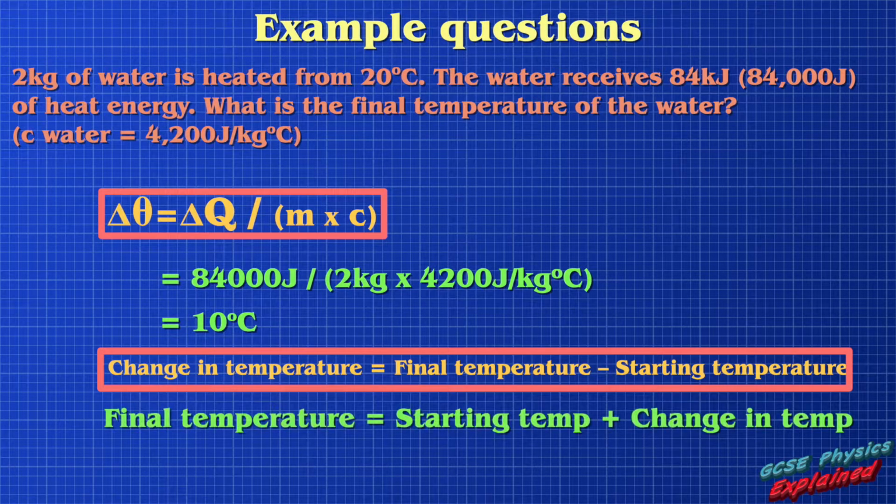Let's rearrange that equation so we can work out the final temperature. Final temperature equals starting temperature plus the change in the temperature. So the starting temperature was 20 degrees C, the change in temperature was 10 degrees C, add them together, comes out as 30 degrees C. That's your final temperature. I've seen those questions catch people out before, so make sure you understand what I've just done.